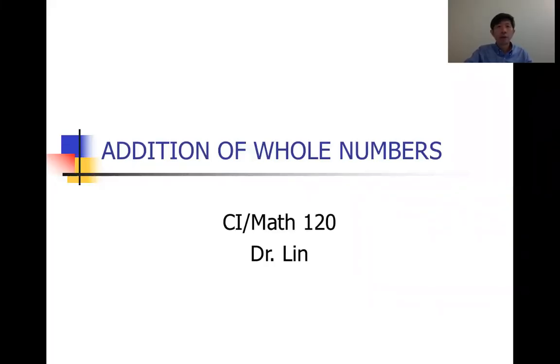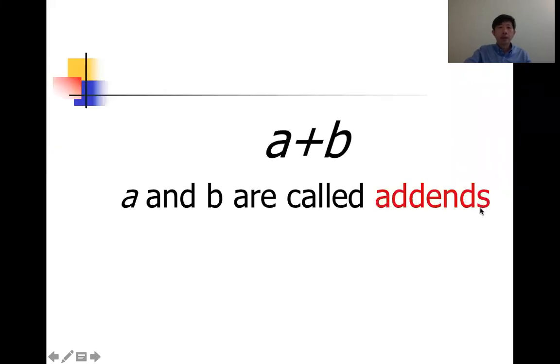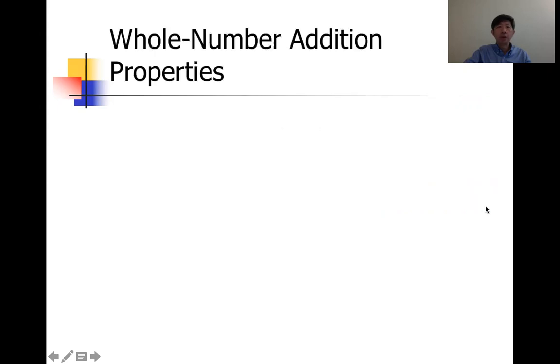Lesson 1. Addition of whole numbers. A plus B. A and B are called addends. So we have a name for A and B: A is an addend, B is an addend. Okay. And now we have whole number addition properties.